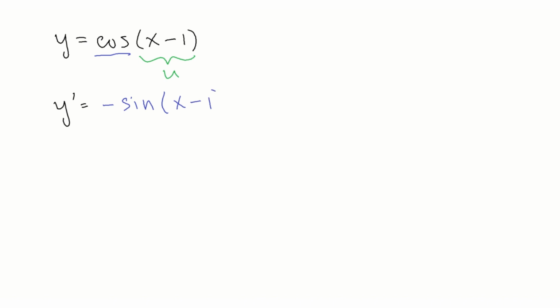Pause the video and try the next one. y equals cosine of x minus 1. Here the outside function is cosine, and the inside function is x minus 1. The derivative of cosine is negative sine. Remember to leave the inside alone. Multiply that by the derivative of the inside function, which is 1.